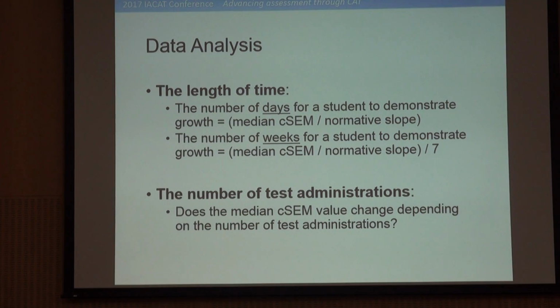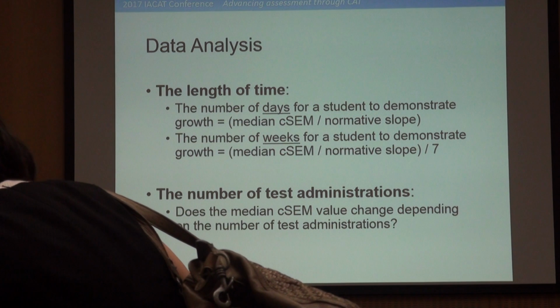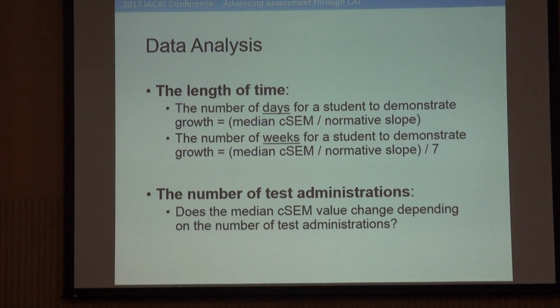The length of time will be the number of days for a student to demonstrate growth. In this case, we take the median CSEM value from each CAT and divide it by the normative slope value. We assume that the time it takes for the normative slope to pass the median CSEM is the number of days we need between each of those examinations. The number of weeks for a student to demonstrate growth is that number divided by 7. It is pretty much the same index, but one is in terms of days, the other in terms of weeks.